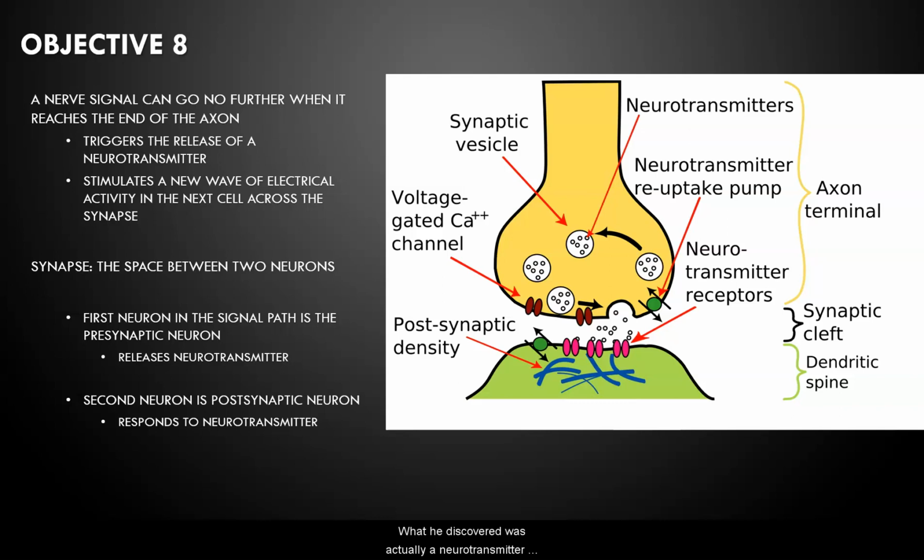Now, what he discovered was actually a neurotransmitter called acetylcholine. This is the first known neurotransmitter, and it's something we'll talk about in just a little bit. So, once the nerve signal reaches the end of the axon, it can go no further. So this must trigger the release of the neurotransmitter. It stimulates a new wave of electrical activity across the synapse in the postsynaptic neuron. The first neuron in the signal path is the presynaptic neuron, which releases the neurotransmitter. The second is the postsynaptic neuron, the one that responds to the neurotransmitter.